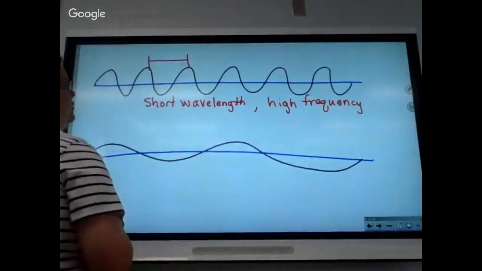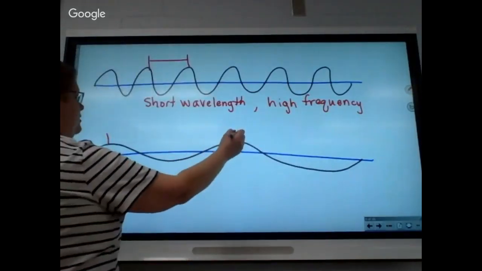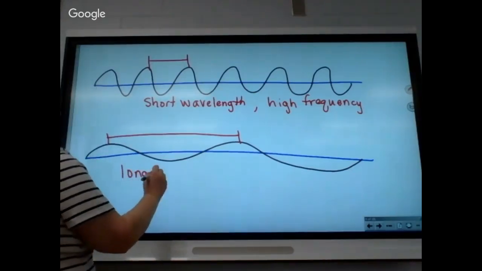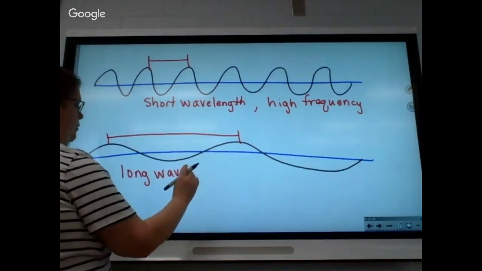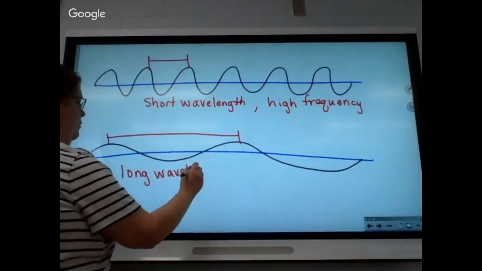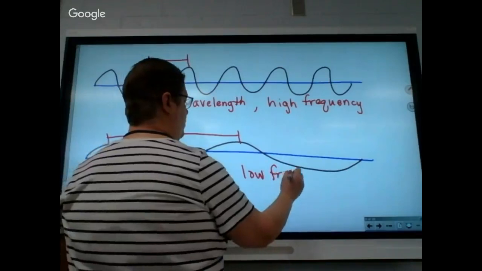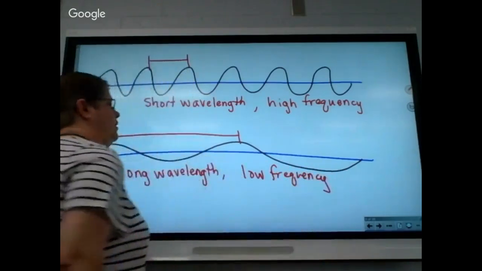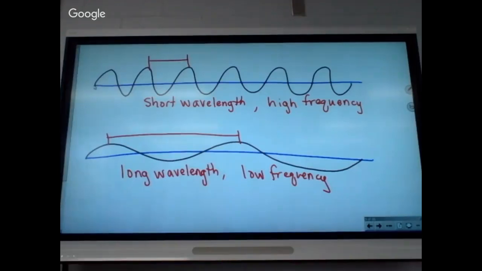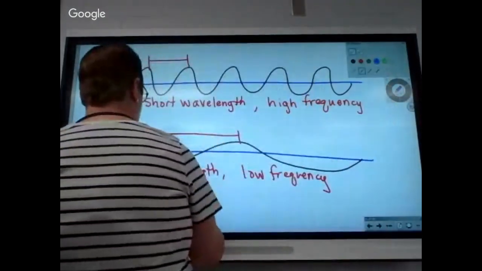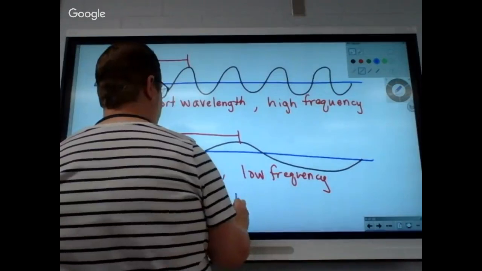All right, so what happened in this one? What can you tell me about its wavelength? Big wave. Okay, so I have a long wavelength and a low frequency. I have a long wavelength, and I have a low frequency. All right, so what can you tell me about how they're related? They're opposites. All right, so they're opposites of each other.